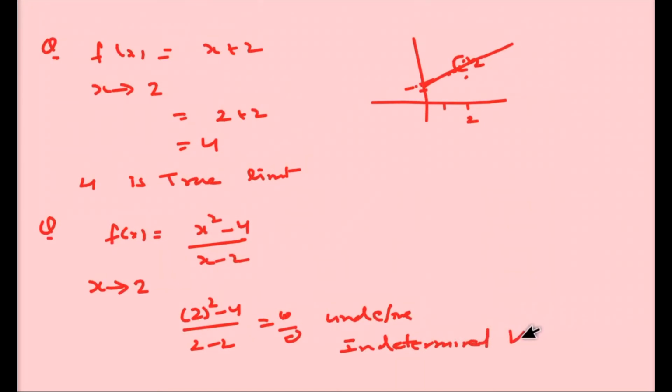Indeterminate value, so we cannot find the value of any limit here, so it is indeterminate 0 upon 0, hence we cannot say here is a true limit. So there are so many types of indeterminate values, that is 0 upon 0, 0 into infinity, 0 to the power infinity, infinity upon infinity, and so on. These are the undetermined values which cannot be solved.